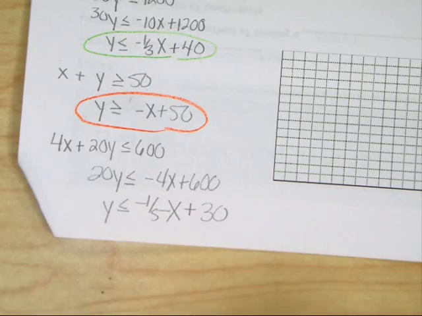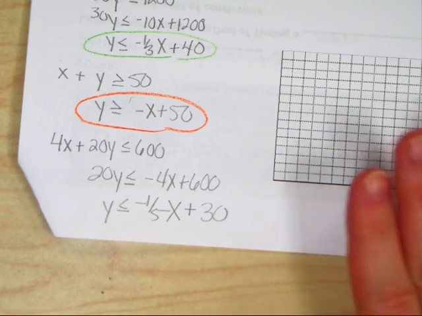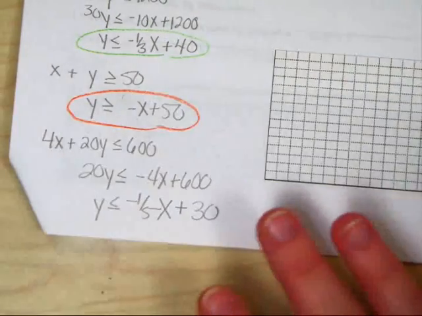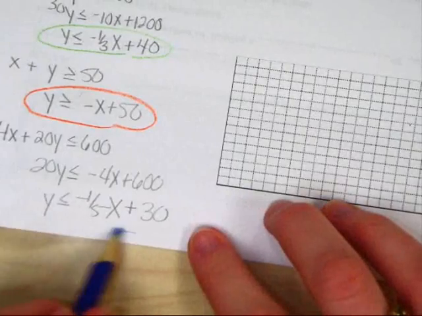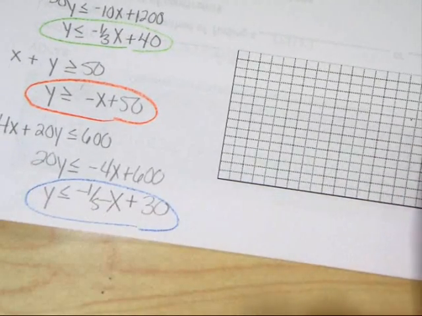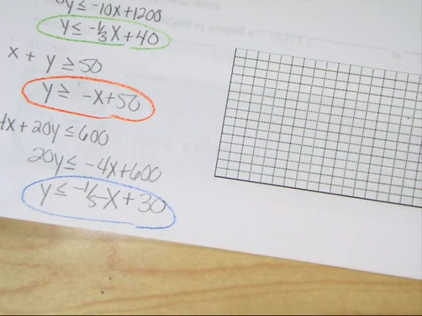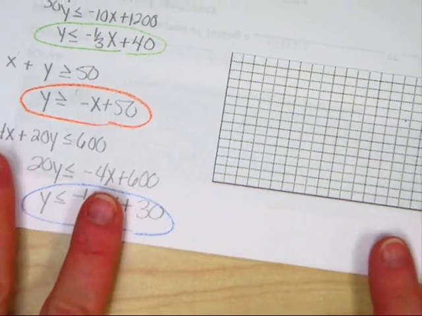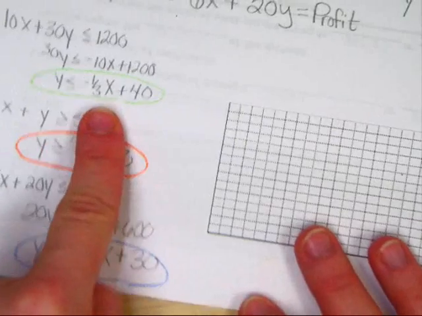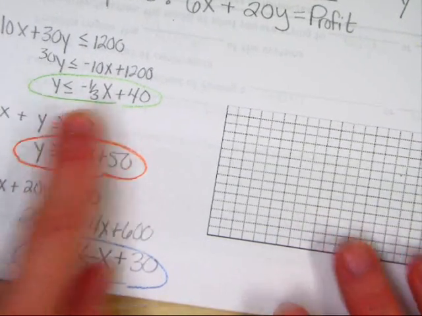Now we need to graph. I will encourage you on this graph, the reason I made it so big is so that you get nice pretty answers. Skip by 5s. Okay, going up and going down. Now let's graph y is less than or equal to negative 1/3 x plus 40.